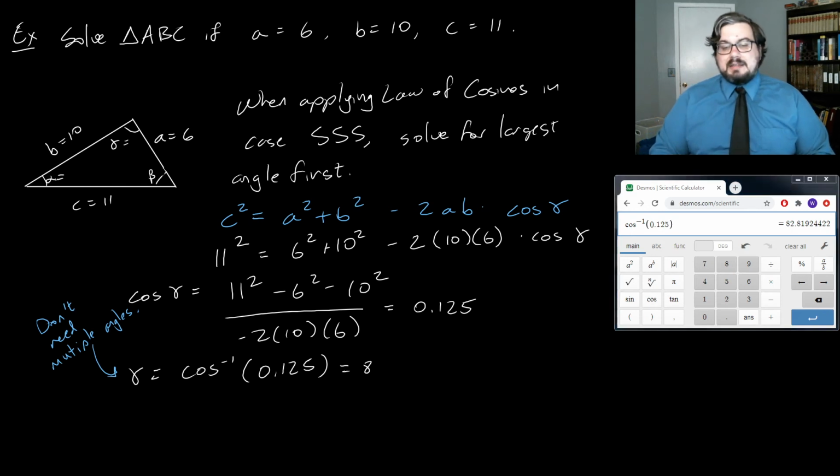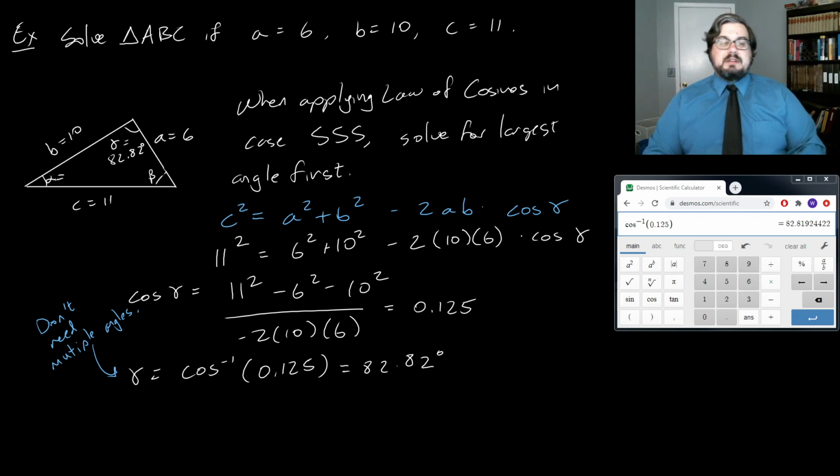And in fact, we can simply say we want the inverse cosine of 0.125 and get that gamma is 82.819. I'll go ahead and round that to 2 decimal places here. So we have that gamma is 82.82 degrees. And so that's great. That means that we are well on our way.